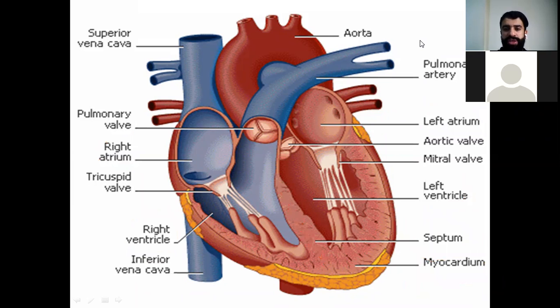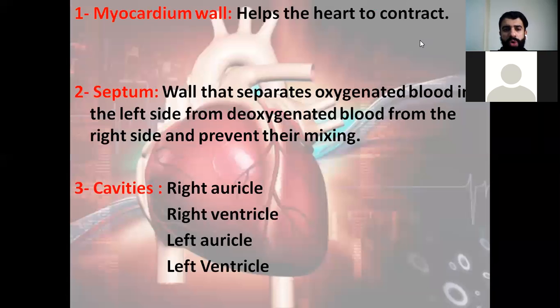Let's move now to the different parts. We finished the septum. We said that it's the wall that separates the oxygenated blood on the left side from the deoxygenated blood on the right side and prevents the mixing. We said that we have four cavities: right auricle, right ventricle, left auricle, and left ventricle. Okay, the auricle is the same as the atrium.